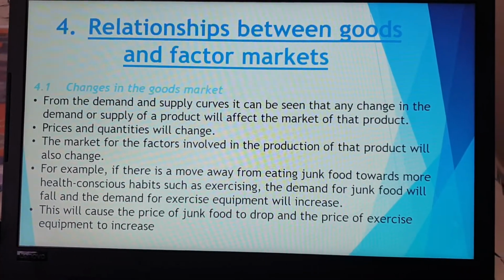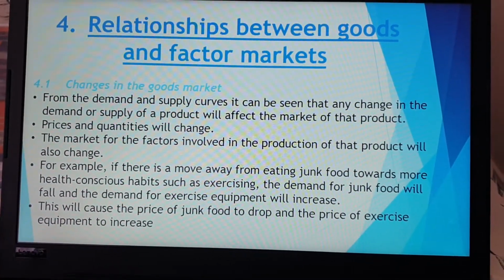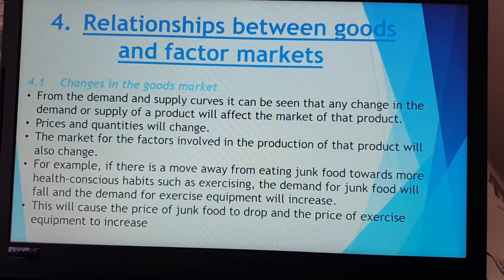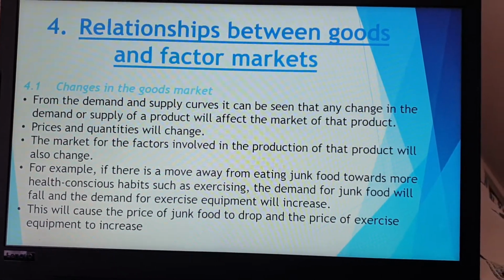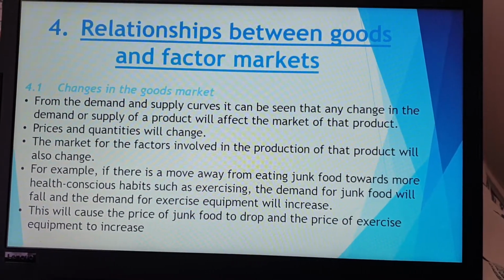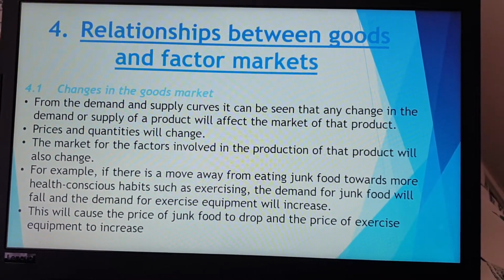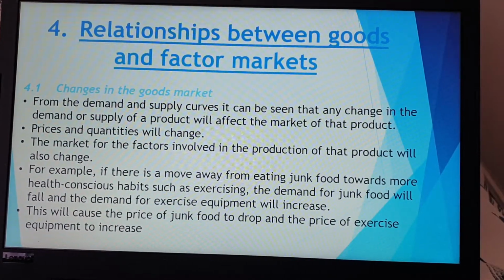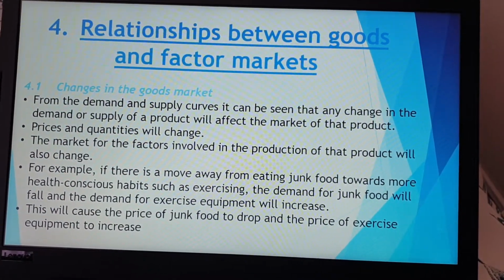Then the relationship between goods and factor markets. From the demand and supply curves, it can be seen that any change in the demand or supply of a product will affect the market of that product. Prices and quantities will change. The market for the factors involved in the production of that product will also change.